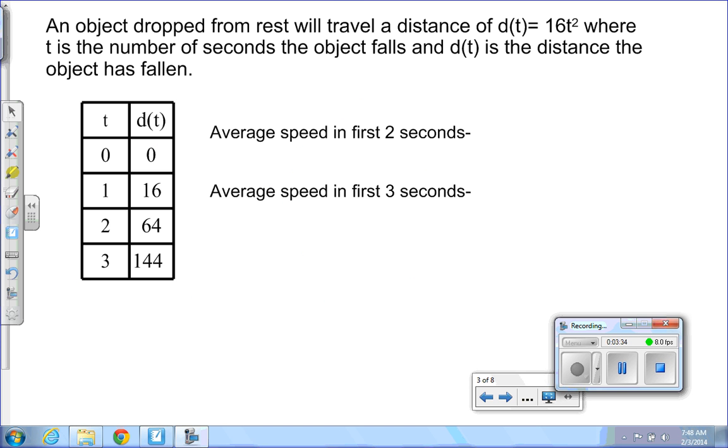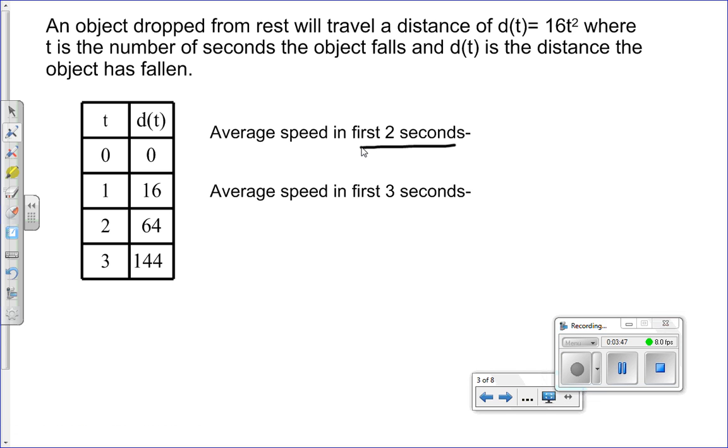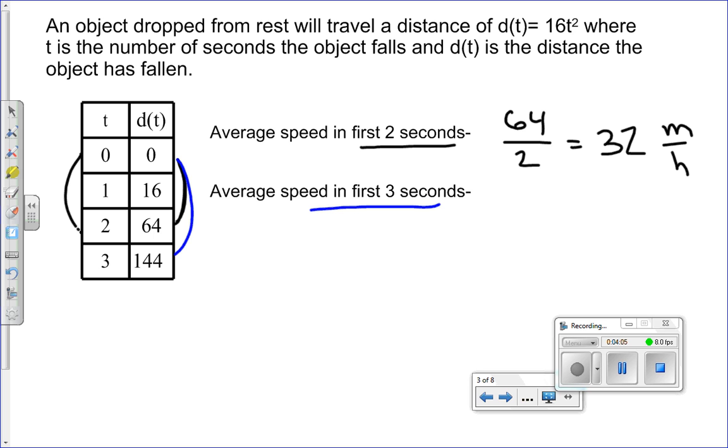We can also get an average rate of change from a table. In this case, an object is dropped from rest and travels a distance of 16t squared, where t is the number of seconds the object falls. So if we want the average speed in the first 2 seconds, we're just looking for how much the distance changed, which is 64, divided by how much your time changed, which is 2. So the average rate of change is 32 miles per hour. Looking at the second interval, the first 3 seconds, the distance changes 144 feet, and the time changes 3 seconds. So I think that's 48 miles per hour. Once again, we see 2 different rates of change because it's not a linear pattern.